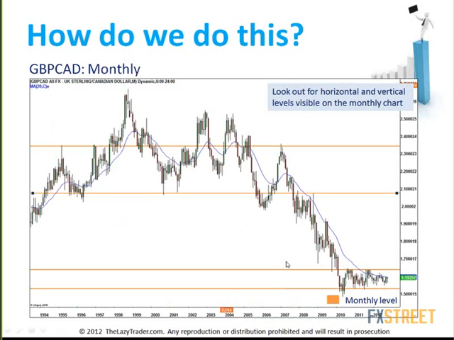So here we go. This is Pound CAD on the monthly. We can see it ever since 1994. Can you remember what you were doing then?